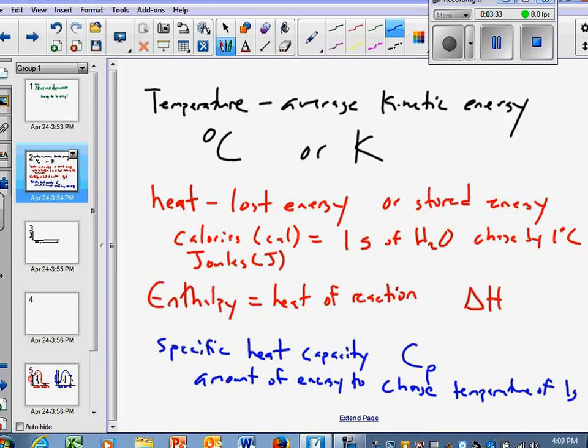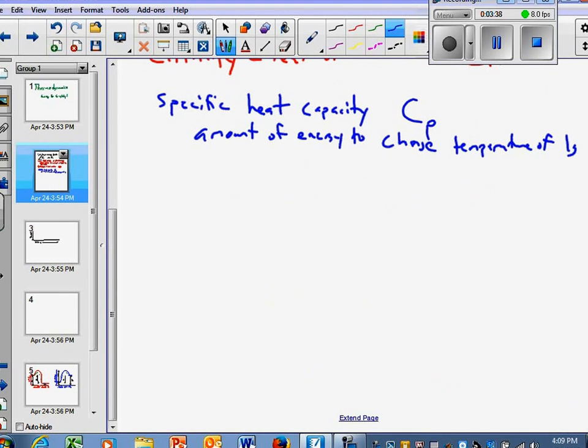This isn't just true for water like a calorie. It's true for anything. This is really important to know, the difference between heat capacity and a calorie. Calories are just for water, and it's the definition of a temperature unit. The specific heat capacity of water happens to be 1 calorie.